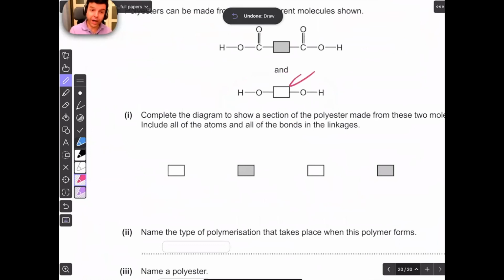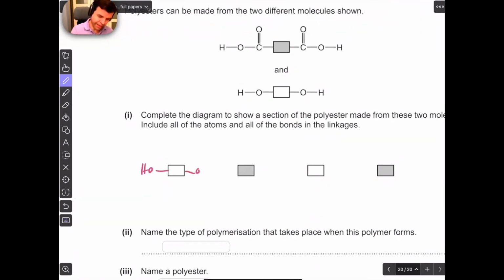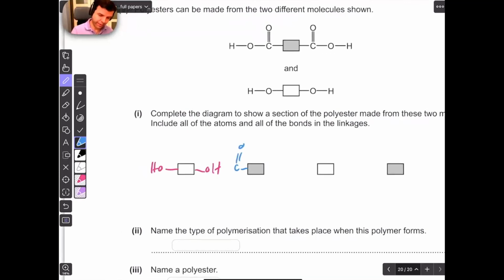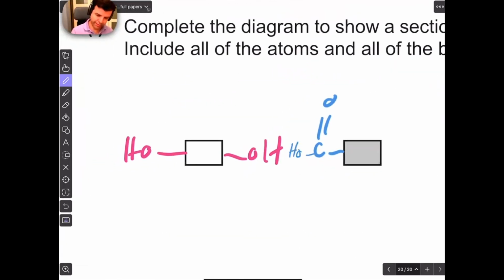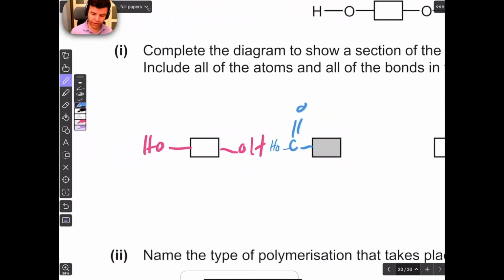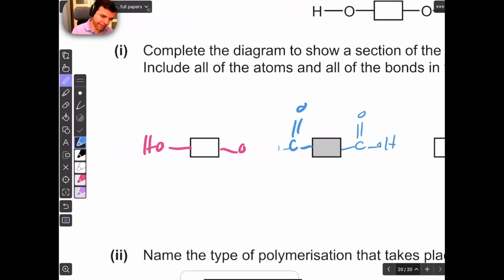So the white box is a dialcohol. So I'm going to keep that here. And the gray box is what? The gray box is the diacid. So I'm just going to keep the same one here. COOH, right? And then you condense them, right? So I'm just going to condense those together. What are you going to get? Erase and form what? Form that ester bond.